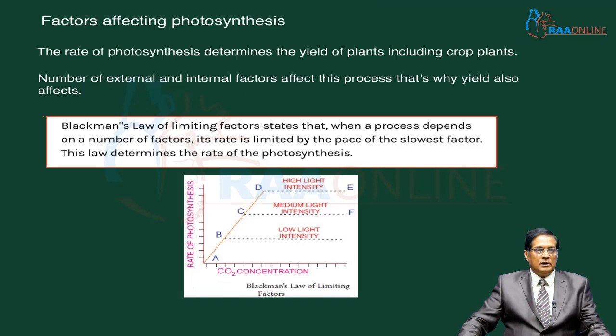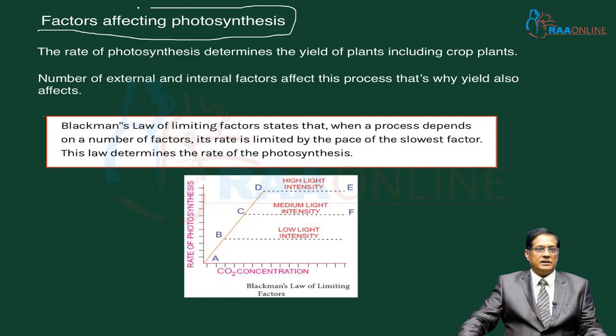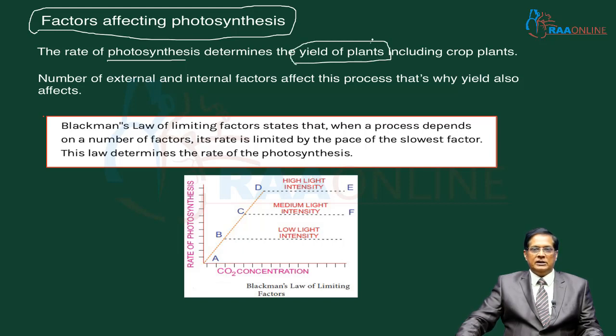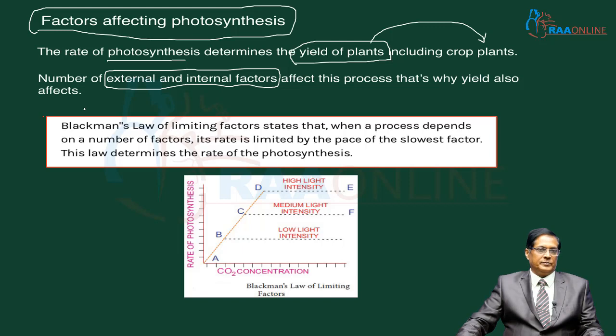Finally, come to the factors affecting photosynthesis. Factors affecting the rate of photosynthesis. Photosynthesis is actually a constructive process, that is, plants synthesize carbohydrates. It is concerned with the yield of plants, especially in crop plants. And there are a number of external and internal factors which affect the photosynthetic activities.